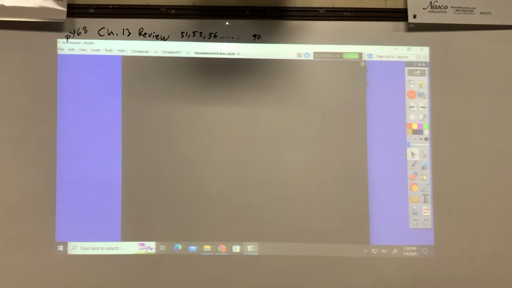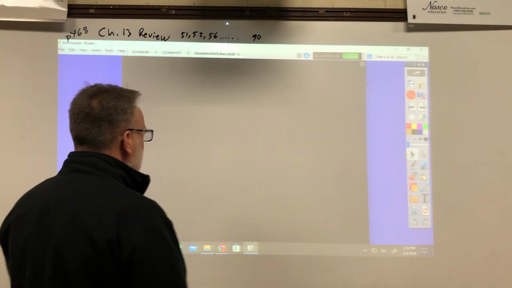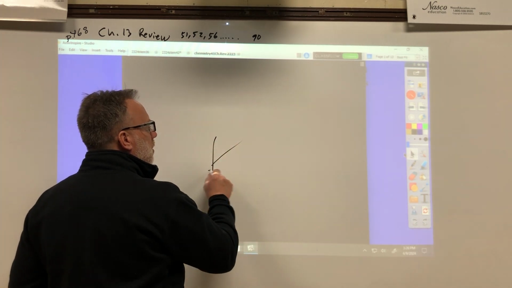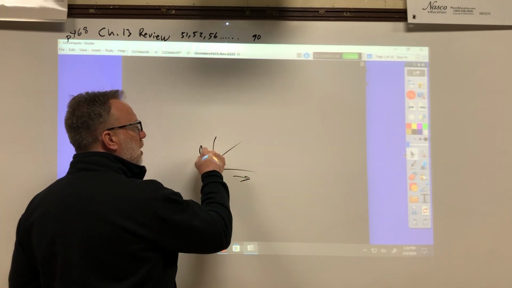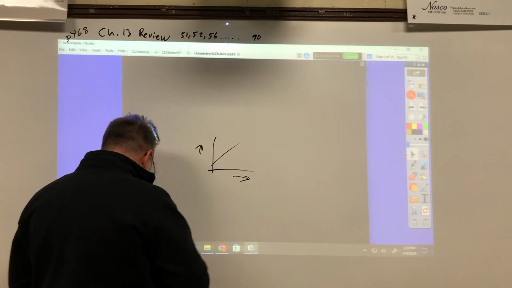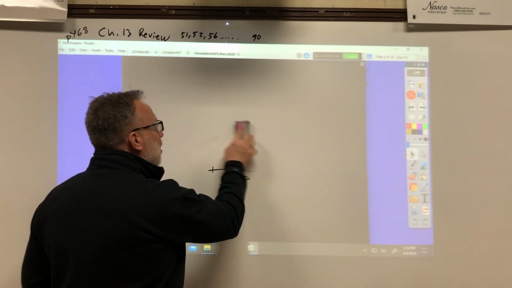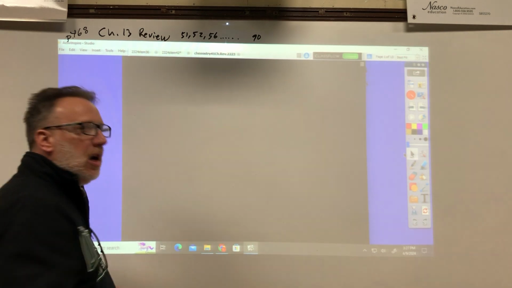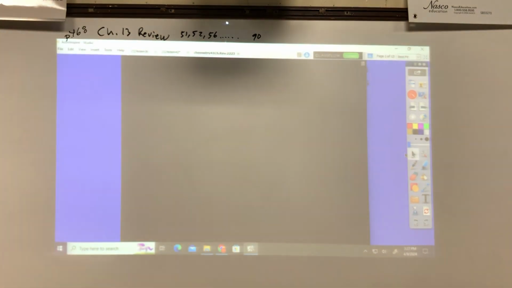Question 51 says, if two variables are inversely proportional, what happens to the value of one as the value of the other increases? If they are directly proportional, one goes up, the other one goes up. If they're inversely proportional, one goes up, the other one goes down. One goes down, the other one goes up. You know that from math class.